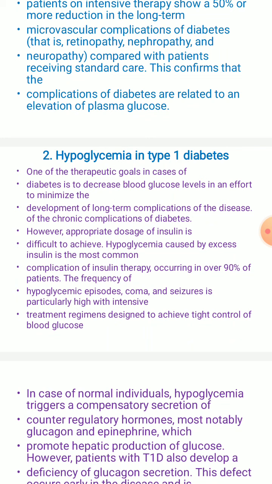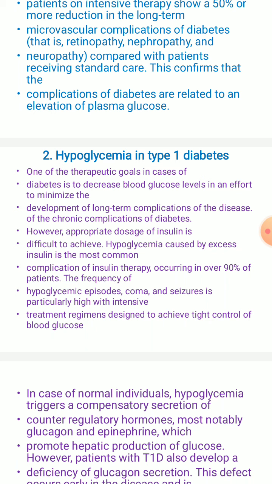One of the therapeutic goals in diabetes is to decrease the blood glucose level, in an effort to minimize the development of long term, chronic complications of the disease. However, an appropriate dosage of insulin is very difficult to achieve, and hypoglycemia, which is mainly caused by excess insulin, is the most common complication of insulin therapy, occurring in over 90% of patients.